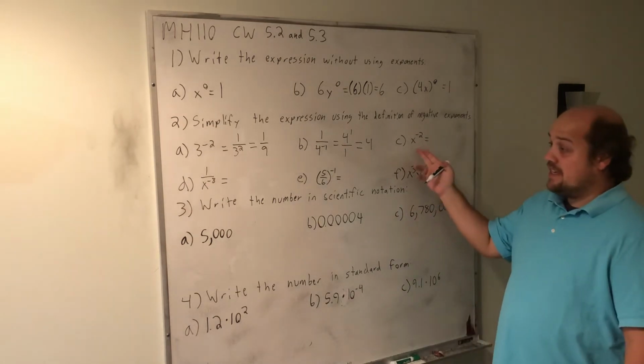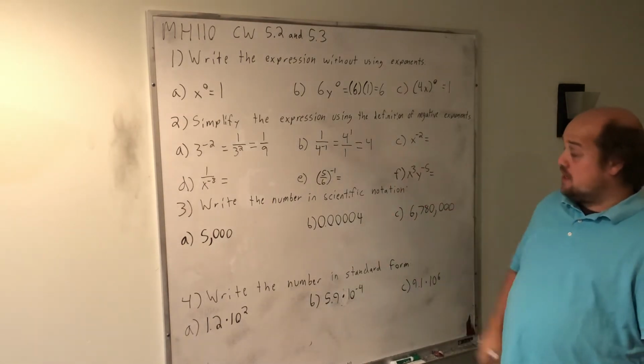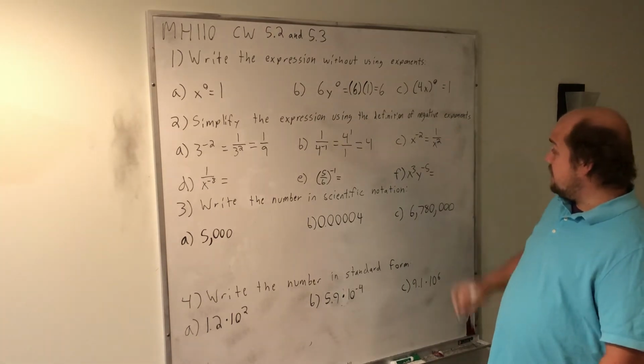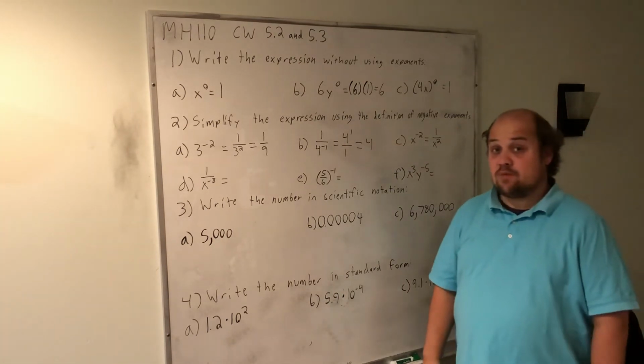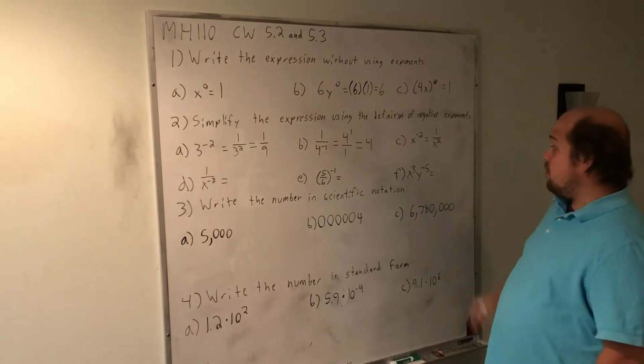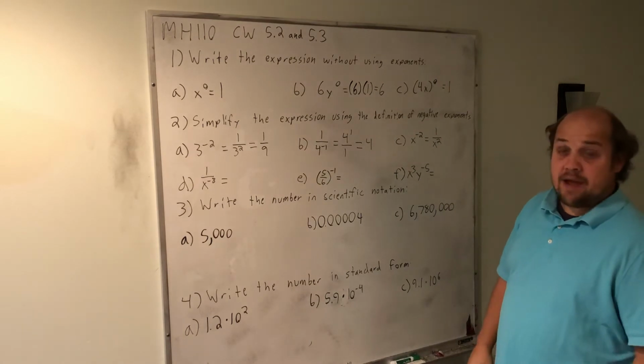When I get x to the negative 2, same idea as what I did in part A. I do 1 over x to the positive 2. The only difference here is since we don't know what x is, we can't go any further with the problem. That's as far as I can go, and I would leave it as 1 over x to the second power.